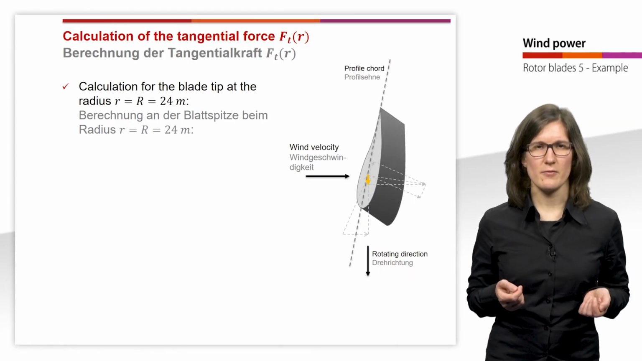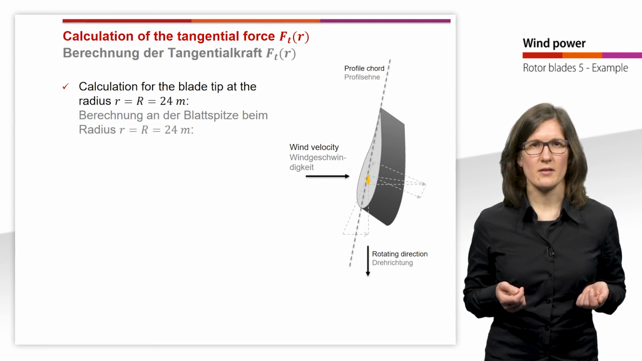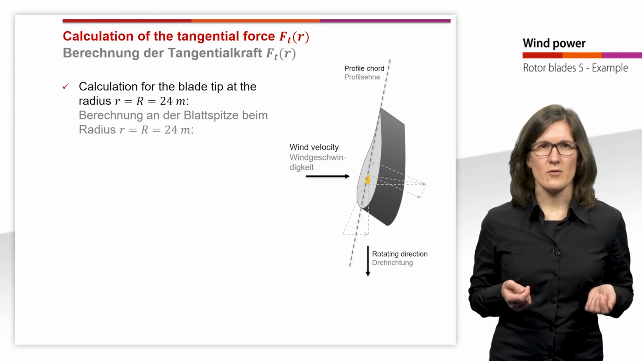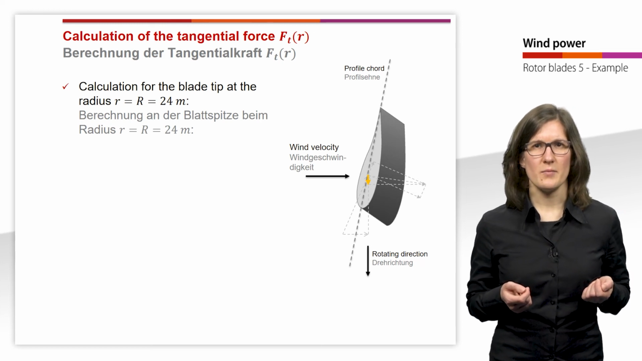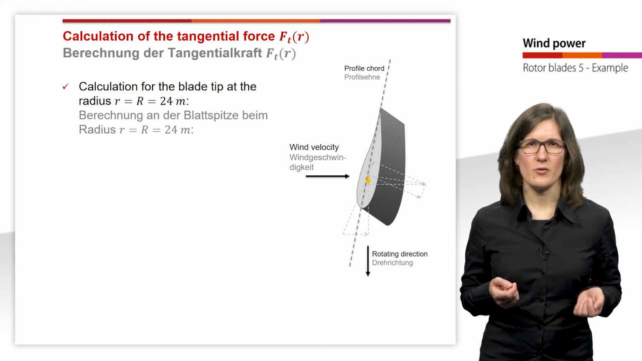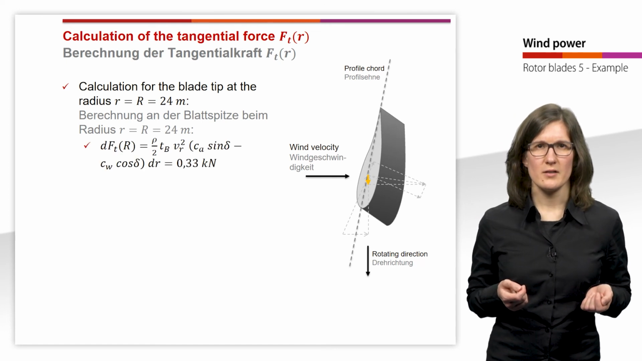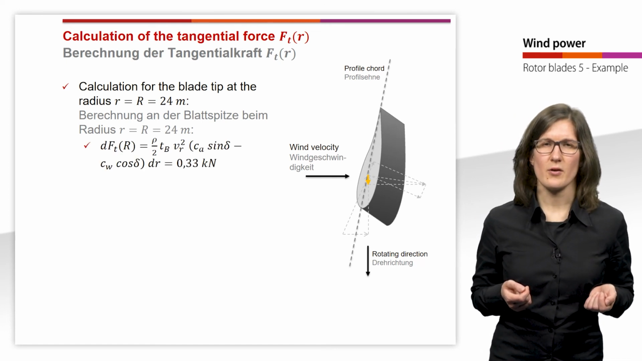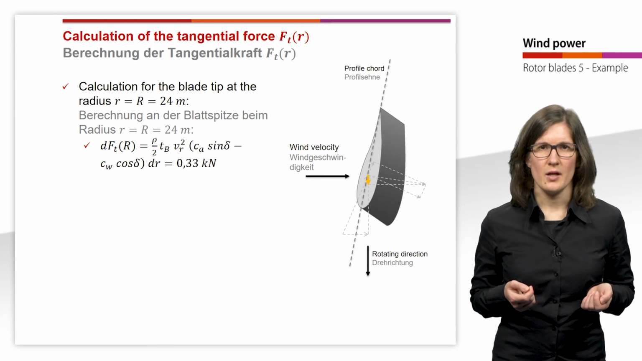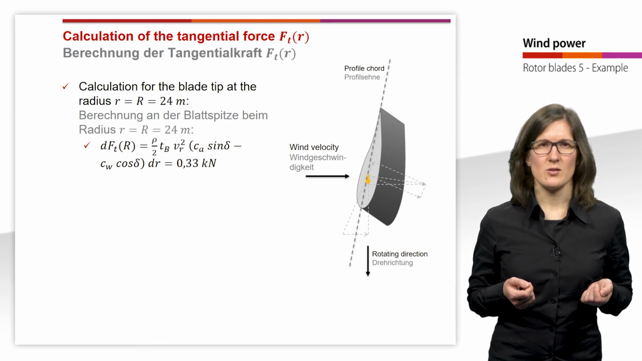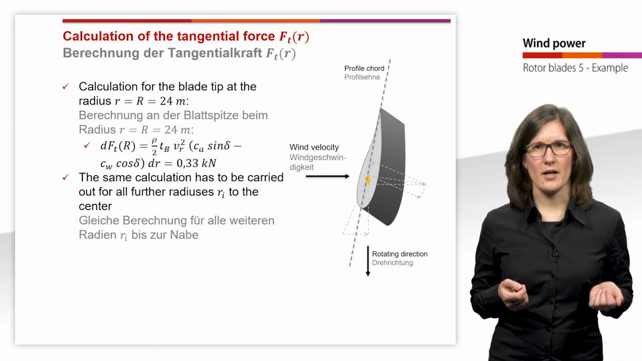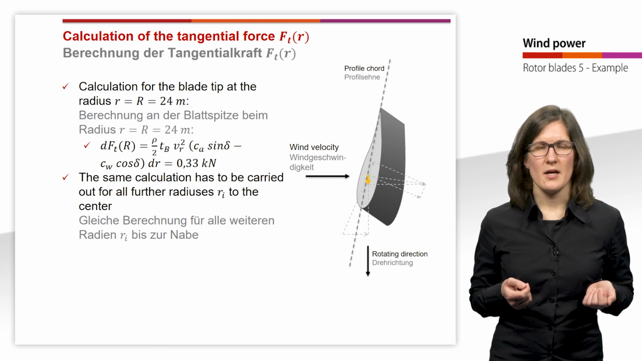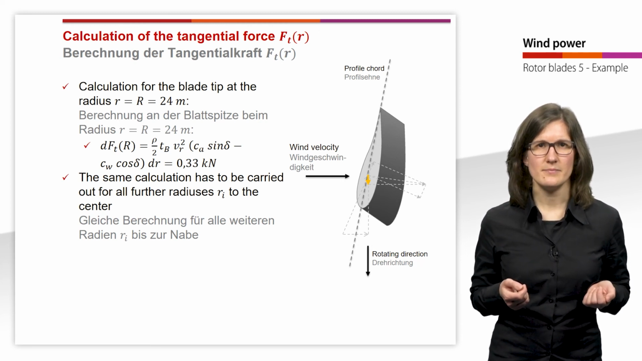Afterwards, the tangential force Ft is calculated. In the beginning, this force is also calculated for the first element at the rotor tip at a radius of 24 meters. And all values for this blade element are given from the previous calculations. We get a result of 0.33 kN for this blade element. And this calculation is again carried out for all further elements until the center of the blade.